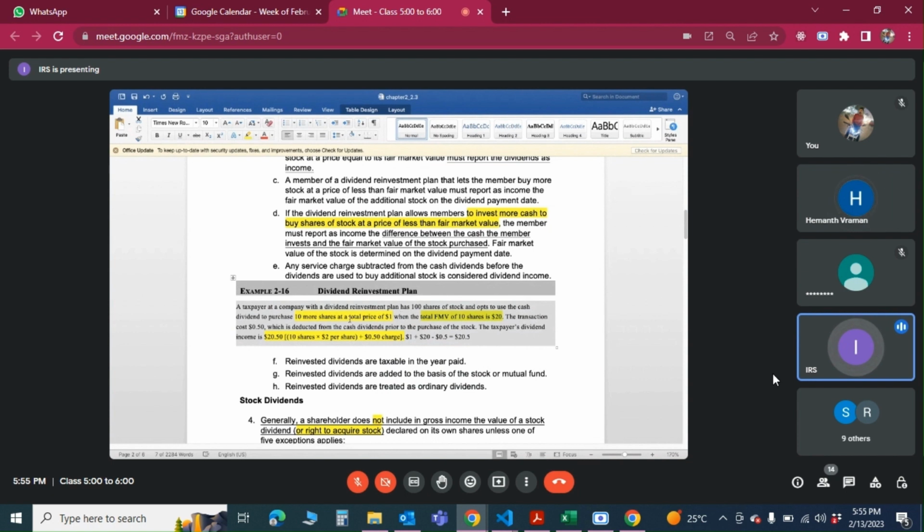Maybe because this person is already a shareholder, they get a special discounted price from the company. But actually, if any other totally unrelated third person wanted to buy the stock, they would have paid $20 for 10 shares. There is also a transaction cost of 50 cents, which is okay. Now, how do you know what the income is here? What is the taxpayer's dividend income?